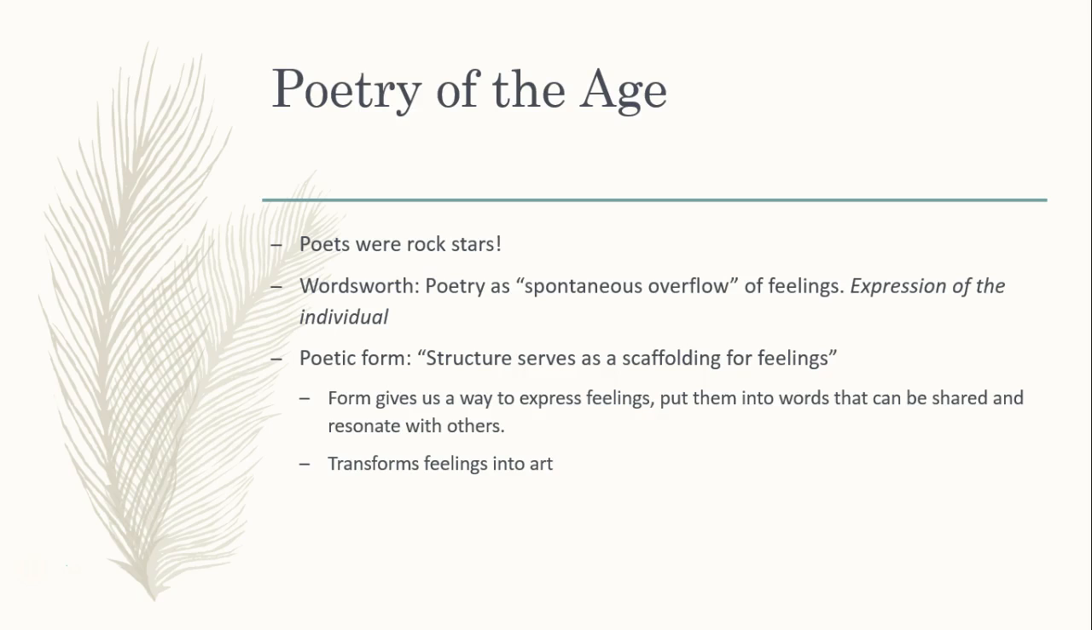Poetic form was important. We have to remember that while those feelings were there, the structure of the poem served as a scaffolding for those feelings. The form of the poem gives us a way to express our feelings and put them into words that can be shared and resonate with others. Otherwise, it's just a mass of feelings. And so the poet sought to capture those feelings in the very formal structure of the poem, in that way transforming feelings and emotions into art.